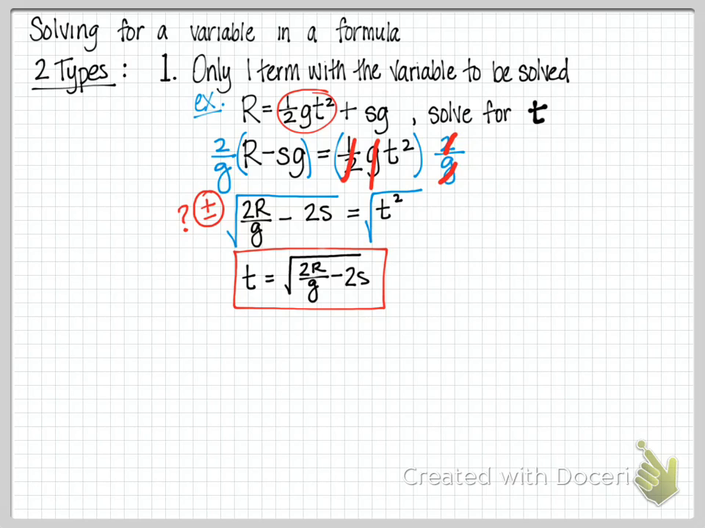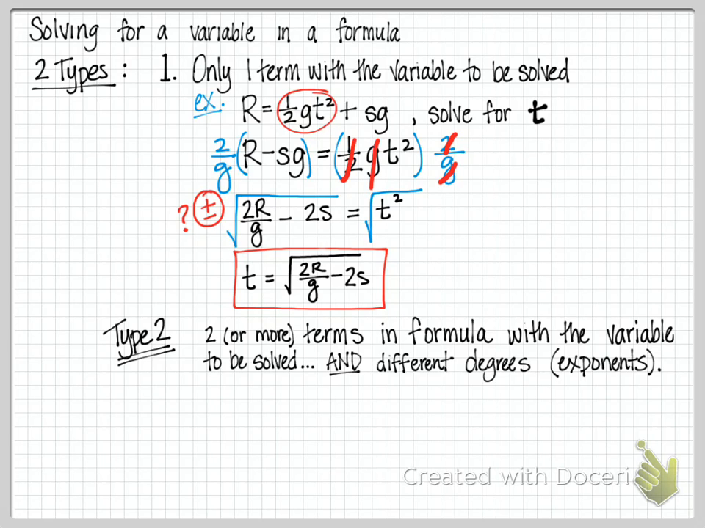So this is an example of one of the types, where you just have one term that had the variable that we wanted to solve for, and that was to isolate the variable like we've done in all other formulas that we've done in the past. But the second type is a little bit different, and that's where you're going to have two or more. In this chapter, you're only going to have two, but in the real world, you'd have two or more terms in the formula with the variable to be solved.